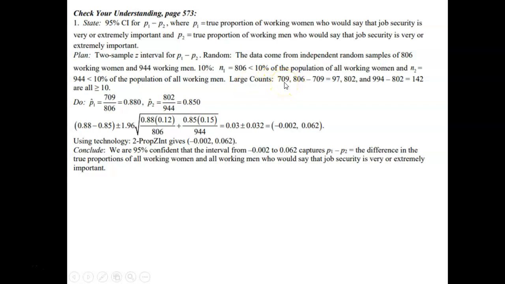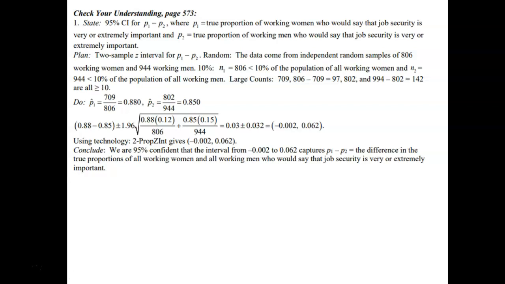Remember, there's 709 winners in the women category, which means there's 97 not winners. I should say success and failure. And then 802 successes for men and 142 failures for men. All of those numbers are greater than 10, so all three conditions are met.